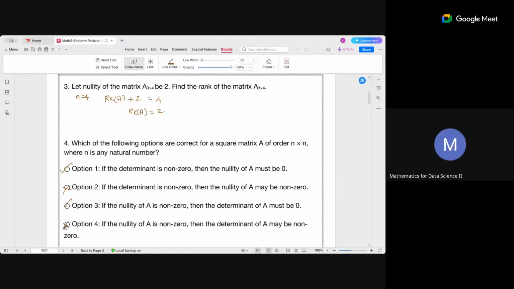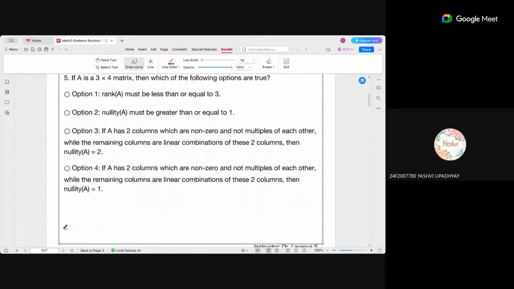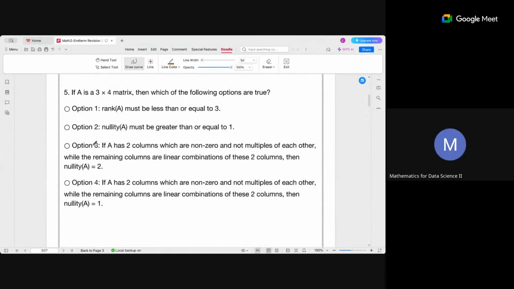So all the 4 options are clear, right? Yes, ma'am. Okay. So next problem: you are given a 3 by 4 matrix and we are asked to find which of the options are true. Rank of A must be less than or equal to 3. True, correct or not? True, right? Yes, ma'am. Nullity of A must be greater than or equal to 1. True. Correct. Why is that so?